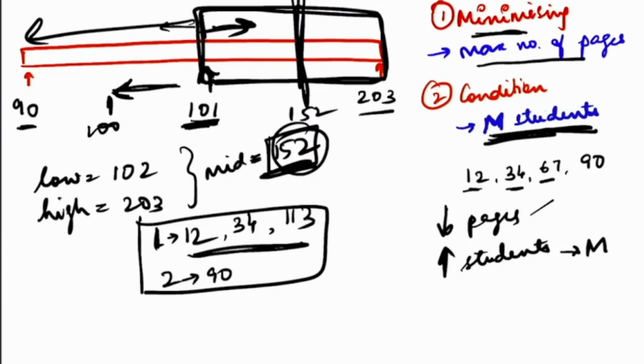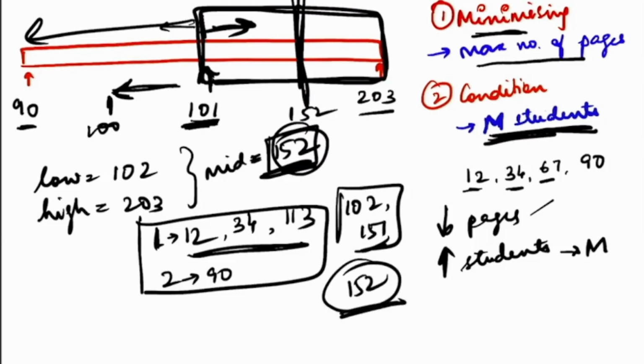We have to minimize the maximum number of pages. So in our next iteration, we are going to move our search space from 102 to 151. Because 152 is a possible solution, yes, but since we have to minimize it, we will now move our search space to 102 to 151, because if we move over here, we are actually just increasing our answer, but we have to minimize our answer. That is why we are going to move towards the left side. And this is why we can apply binary search. We can keep dividing our array into half, and we will keep reducing our search space.